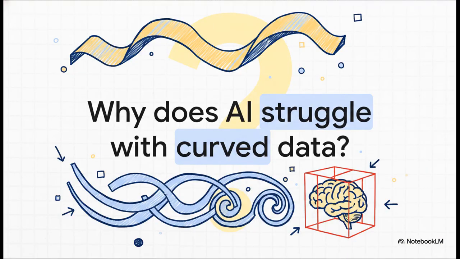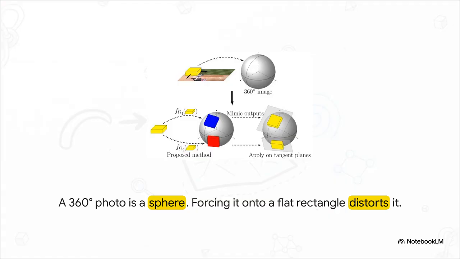Okay, so you might be thinking, why is this such a big deal? I mean, can't a super powerful AI just figure out a curve? It's a great question. And the best way to answer it is with a really clear example. Okay, so take a 360-degree photo. In its pure form, it's basically a sphere of information, right? Everything captured around the camera.